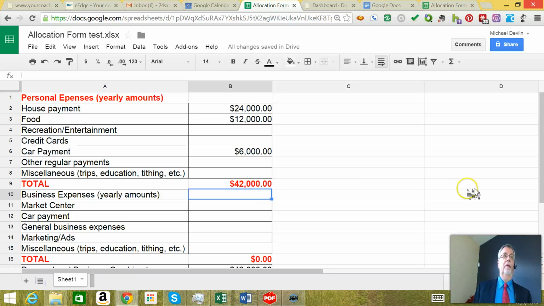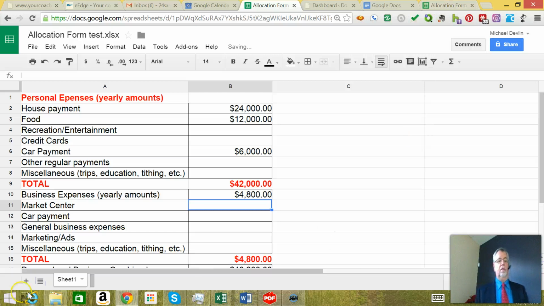And then business expenses, yearly amounts. How much would you be spending in a particular month in terms of, let's say, making copies, handing out flyers, postage, that sort of thing? Does anybody have an estimate? About $400 a month. So times 12 months would be 400 times 12. Nice thing about spreadsheets.